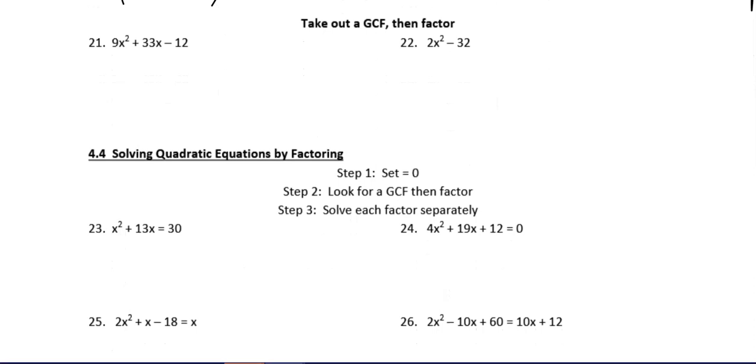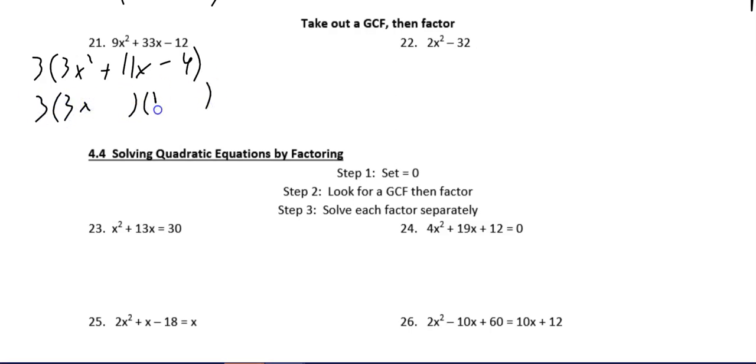All right, take out GCF and then factor. So 9, 33, and 12 all have a 3. So that's going to make this 3x squared, negative 11x, and 4. Negative specifically. Much easier to factor. So 3 here, 3x, and 1x. And I just got to try some numbers.